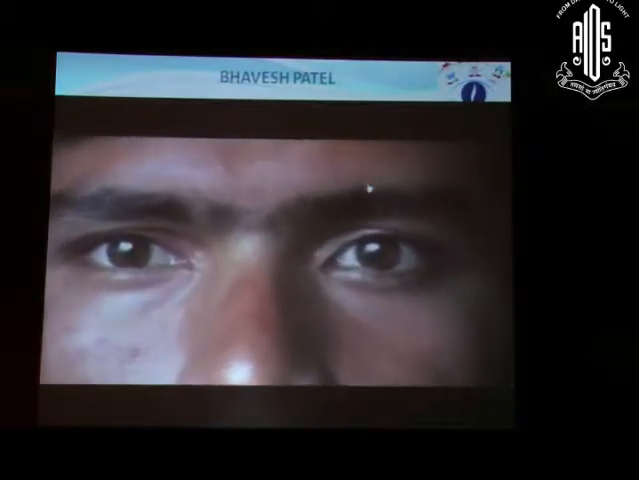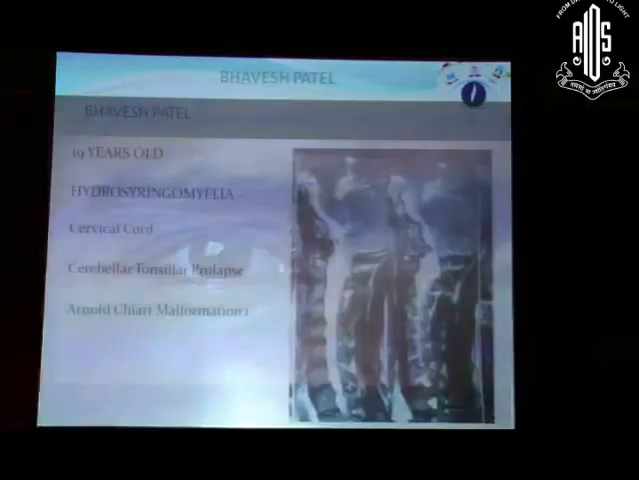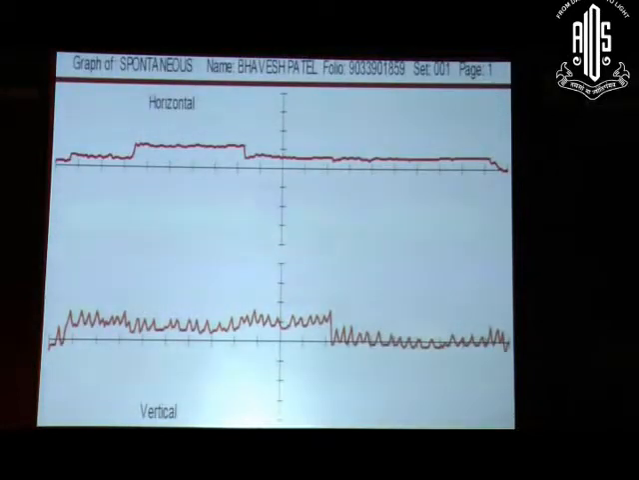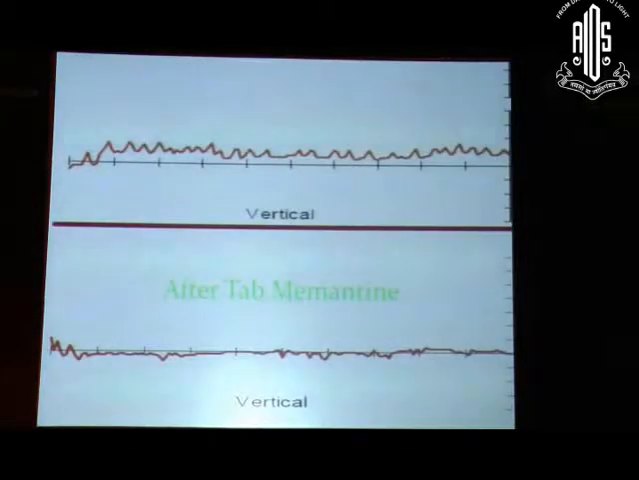This is a patient who has got small vertical pure pendular nystagmus. As you see, doing an MRI reveals arterial malformation with hydrosyringomyelia. This is the kind of EMR recording this patient has. In the lower part, you see the nystagmus waveform, while in the upper part, horizontally, you don't have anything. And when you treat this patient, you can see very significant improvement on your EMR.